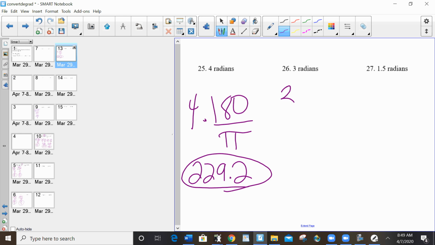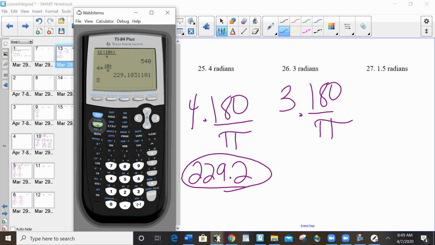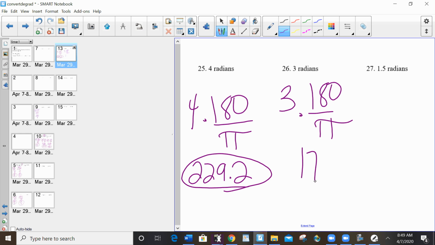Number 26, I want to convert 3 radians to degrees, so I'm multiplying by 180 over pi. I can't cancel anything, so it's just 3 times 180 over pi, and to the nearest tenth, 171.9.